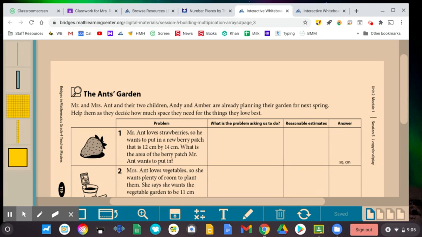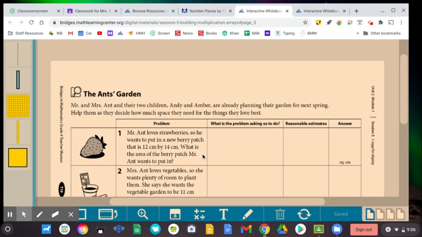So, as we think about this, I want you to think about what each problem is going to ask you to do. We may need to do some estimates. Remember, estimates are numbers that are close to the exact amount, but they don't have to be the exact amount. And then we'll start working through this paper.